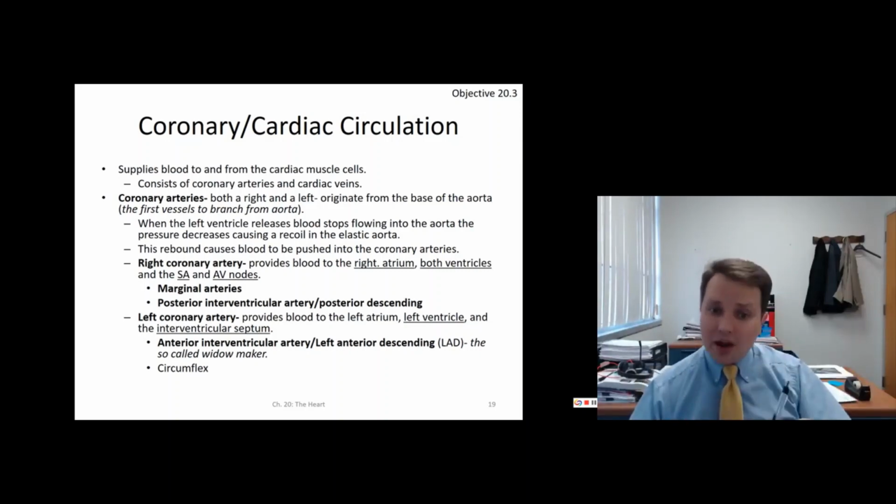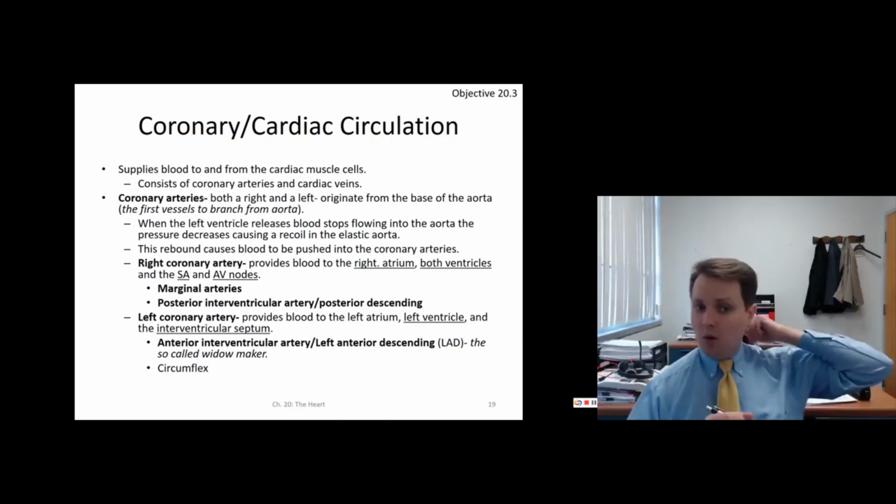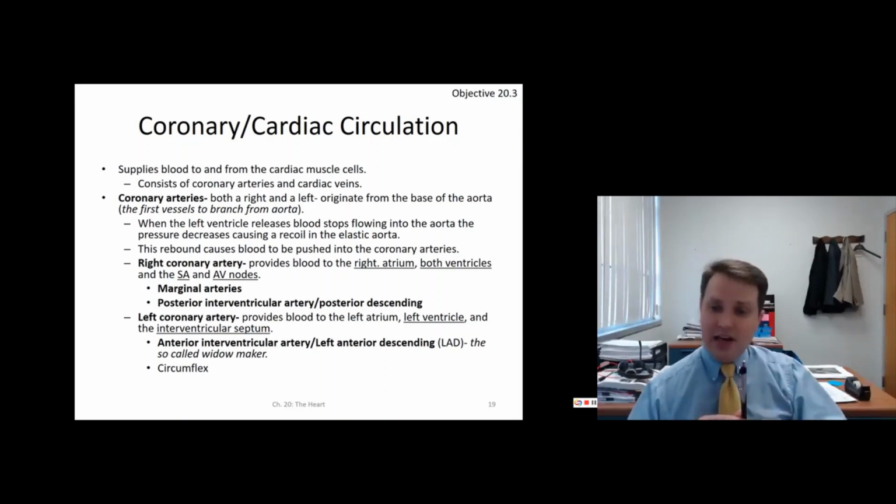Now the right coronary artery supplies blood to a huge amount of the heart. It supplies blood to the right atrium, both ventricles, left and right, and the SA node and the AV node, both. So if you destroy this, if it's gone, you're dead. There is no surviving that. If you block it too much, that's it.